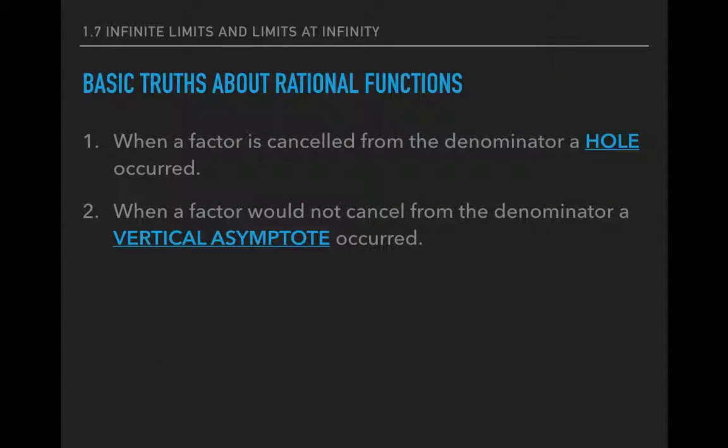So some basic truths about rational functions. When a factor is canceled from the denominator, that is where a hole has occurred. So when you're able to cancel that out, a hole occurs there. And when you're not able to cancel out a factor from the denominator, that is where a vertical asymptote will occur. This is true for your rational functions. These are two main ideas that we're going to use quite a bit.